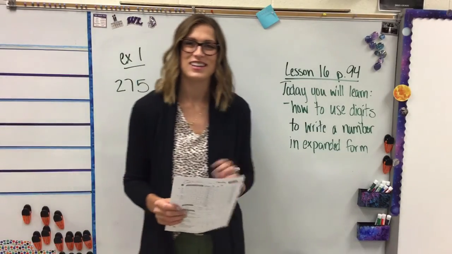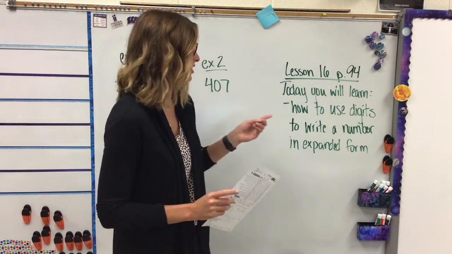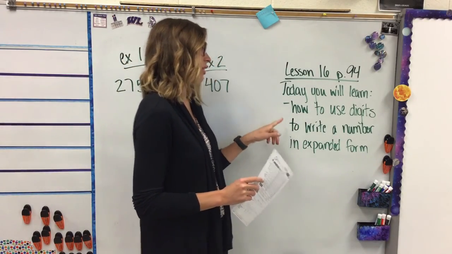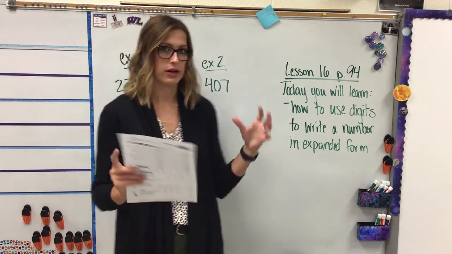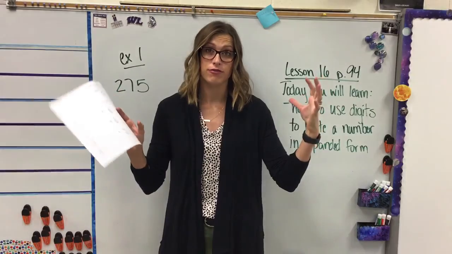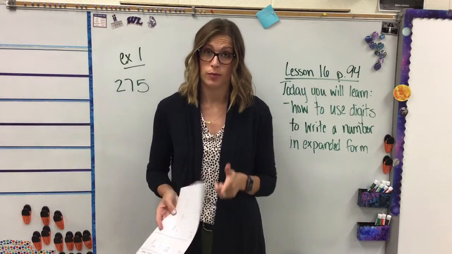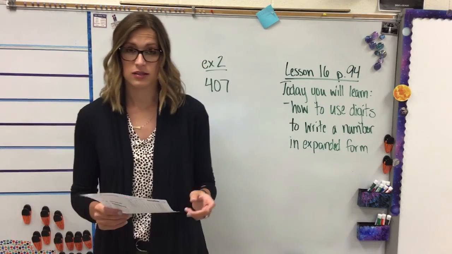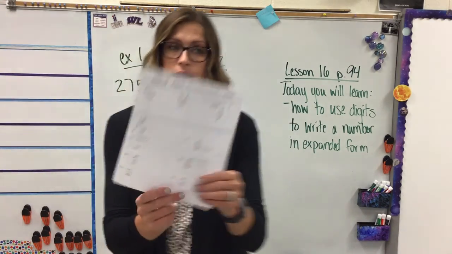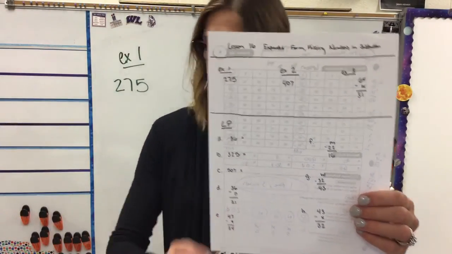Good morning, third grade. Today we're on lesson 16. Let's take a look at our objectives. Today you will learn how to use digits to write a number in expanded form. So today we're going to take a number and we're going to write it in expanded form, which is a little bit different than how we normally write our numbers. We're also going to review some missing numbers in subtraction. You should be on the back of your power up. Make sure you got it flipped over.